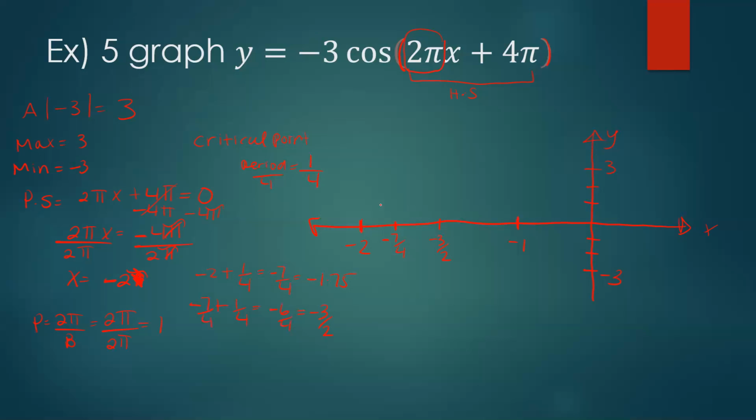And then, because I think we needed about 4 points, do -3/2 plus 1/4, which is going to be -5/4. So right here, this is -5/4. And then if you add -5/4 plus 1/4, you will get -4/4, which is -1. So it'll be right here. Okay, so what are we dealing with? We're dealing with cosine graphs. So what do we know about cosine graphs? It starts at the max, right?